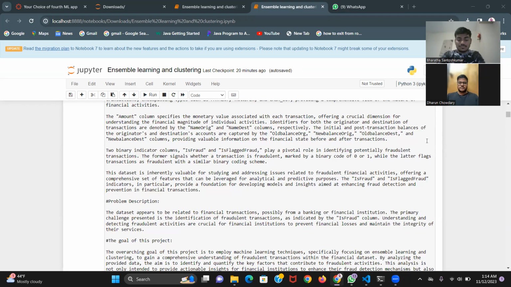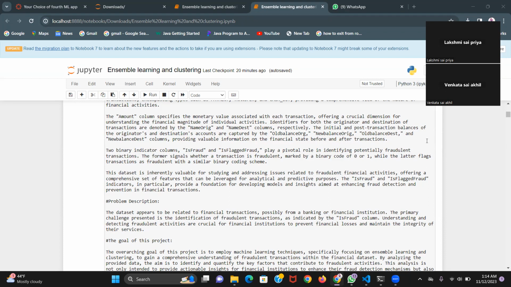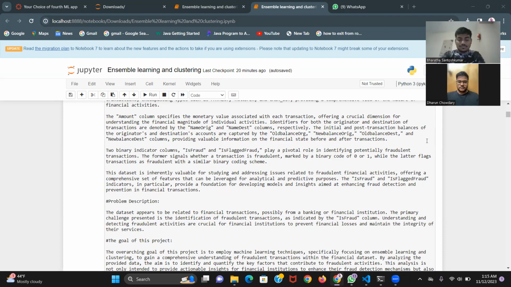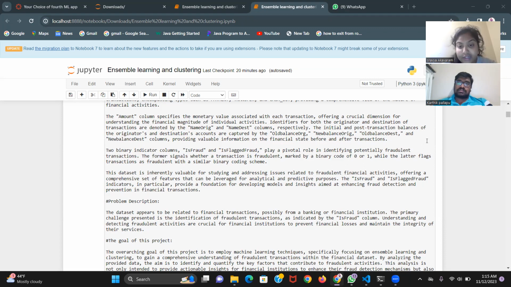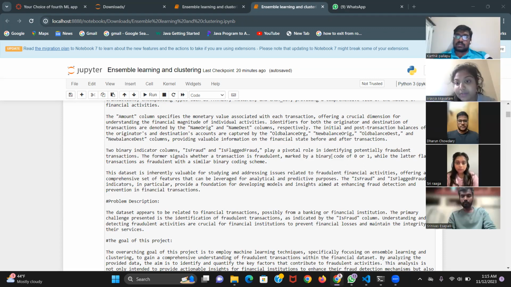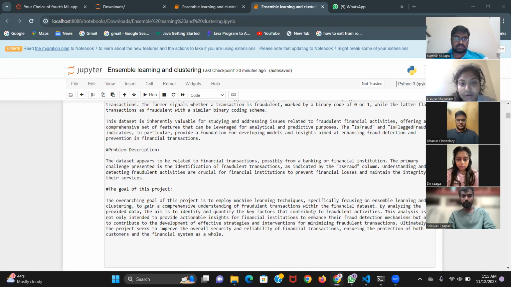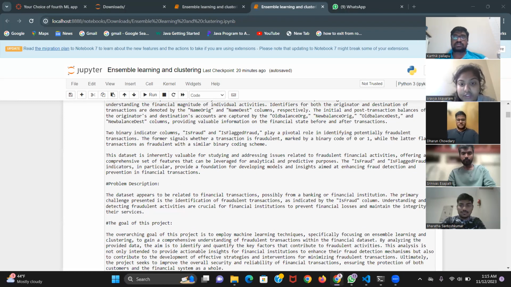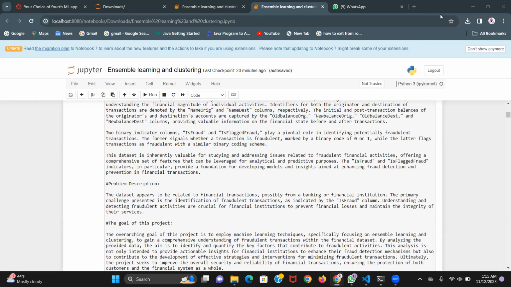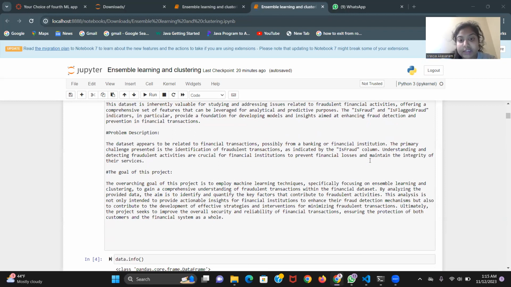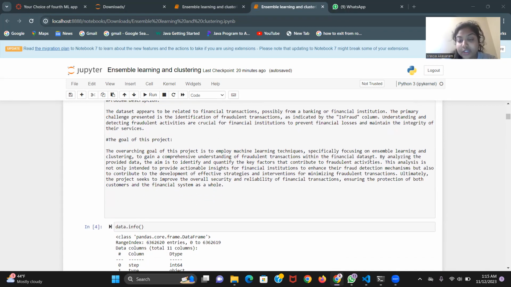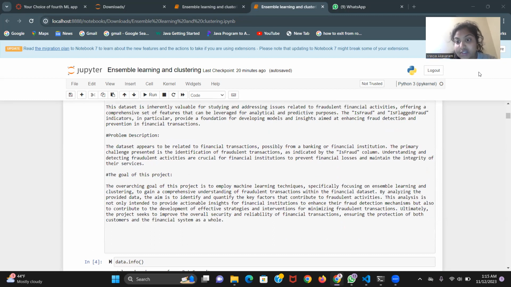And here, whether it's a fraud or an is-flagged-fraud, these indicate fraud. The main problem description is that the data set appears to be financial transactions, possibly from a bank or financial institution. The primary challenge is the identification of fraud transactions, indicated by the fraud column. And the main goal of this project is to employ machine learning techniques, especially focusing on ensemble learning and clustering, to gain understanding of these fraud transactions within the financial data set that we have seen in this project.